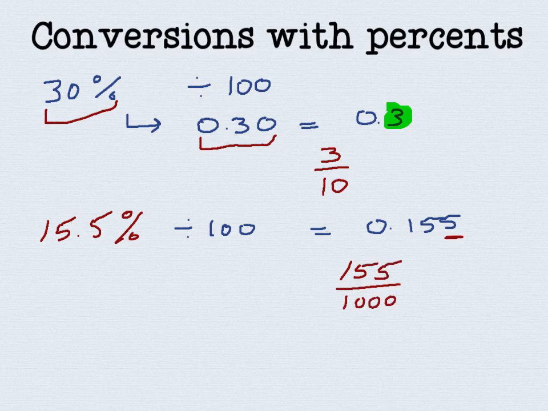Then you can reduce, either using your magical button or using your brains. Divide them both by 5. 5 goes into 1,000 200 times, and 5 goes into 155 31 times. So 31 over 200. You check that, take 31 divided by 200, it's going to give you 0.155, which you could then multiply by 100 to give you 15.5%.